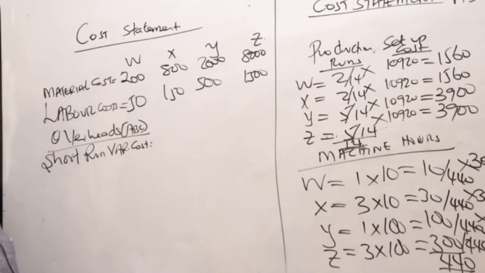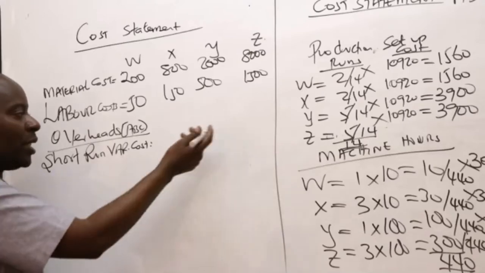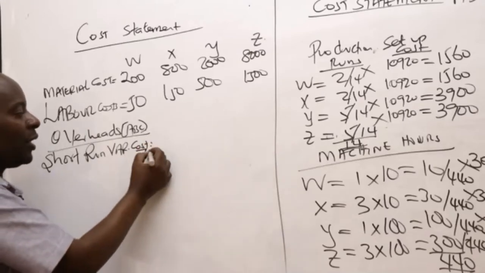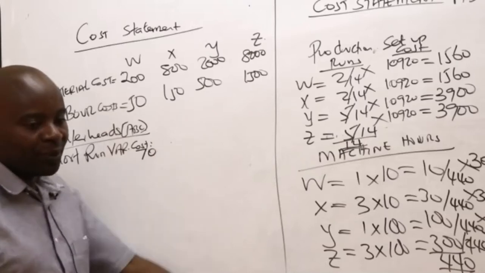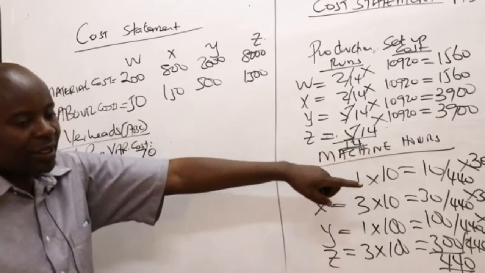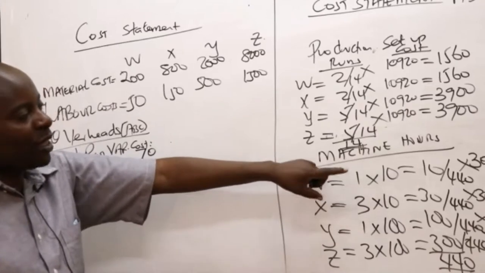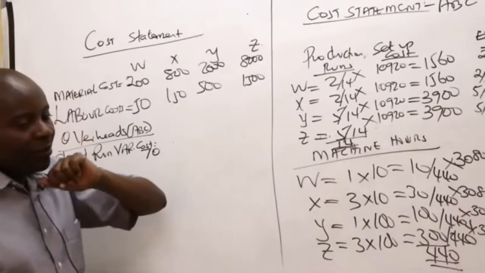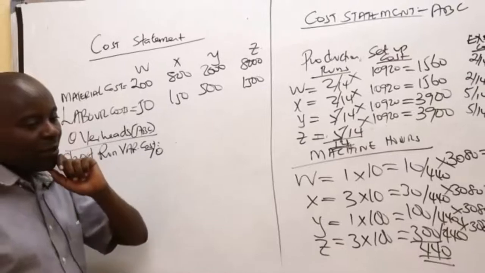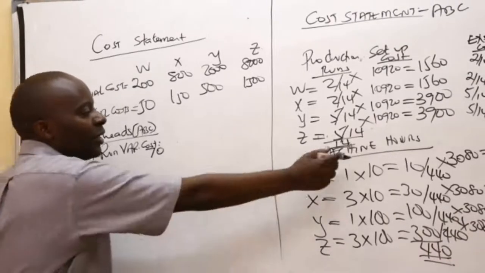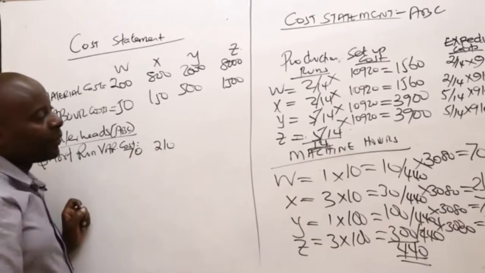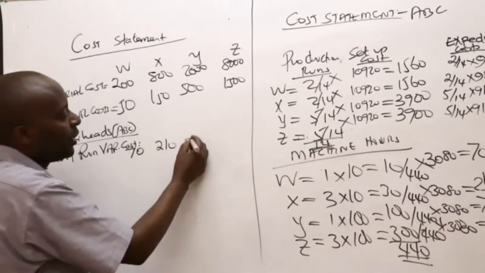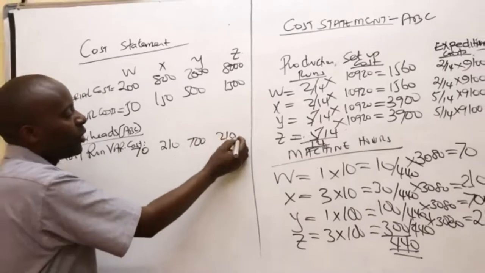The short run variable costs, if I can recall that right here, we have 70, we have 200, I'm picking them from here. So we have 70, the next one is 200, what here? 10, these are the short run variable costs. So 210. The next one is 700, yes. The next one is 2,100.